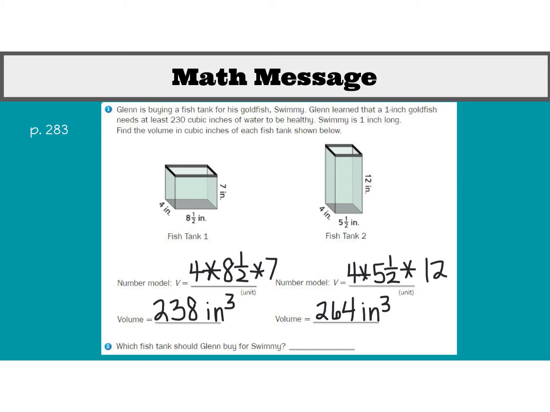And now the question, which fish tank should Glenn buy for Swimmy? Well, if you will recall, in the problem up here at the top, it tells us 230 cubic inches of water is needed for Swimmy to be healthy. So actually, if we take a look at both of those aquariums, either one would work. So we could say both would work.